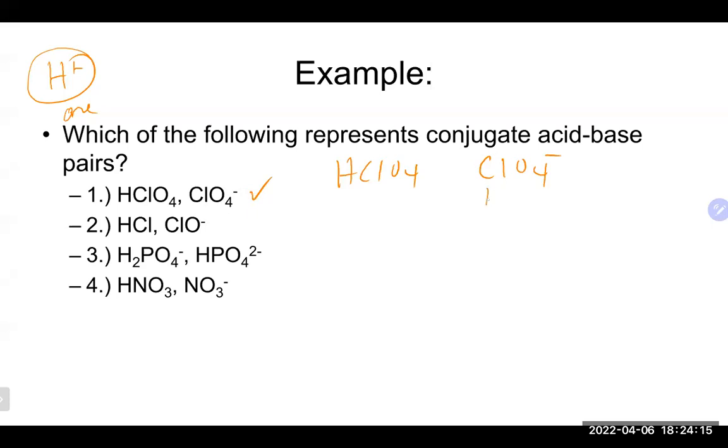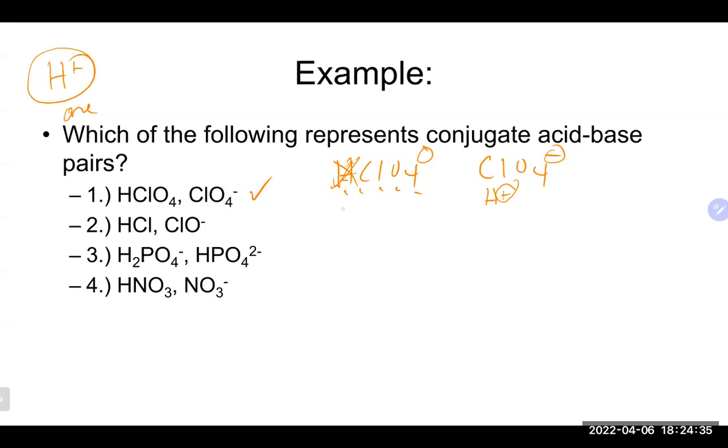So if you want, you can put the H plus onto this guy. You get HClO4, because plus 1 minus 1 gives you 0, right? So you get the guy on the left there. Or if you take off the H and you become one more negative when you lose the plus, you end up with the ClO4 minus. So whichever way you want to look at it.